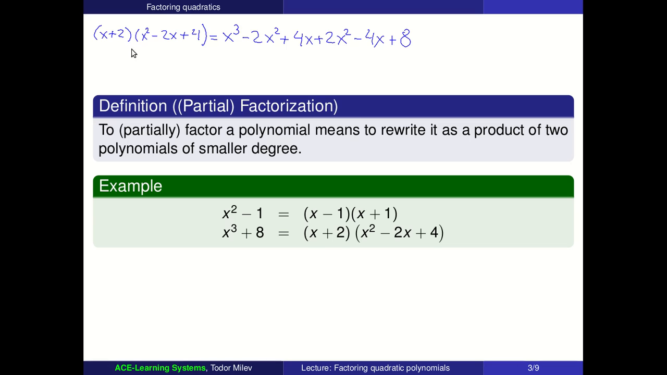I'm going to count terms. So here I'm having two terms in this parenthesis, and in this parenthesis I'm having three terms. So in total I expect 2 times 3, 6 terms. I'm having 1, 2, 3, 4, 5, 6 terms. So the number of terms matches my expectation. So most likely I have not forgotten any term.